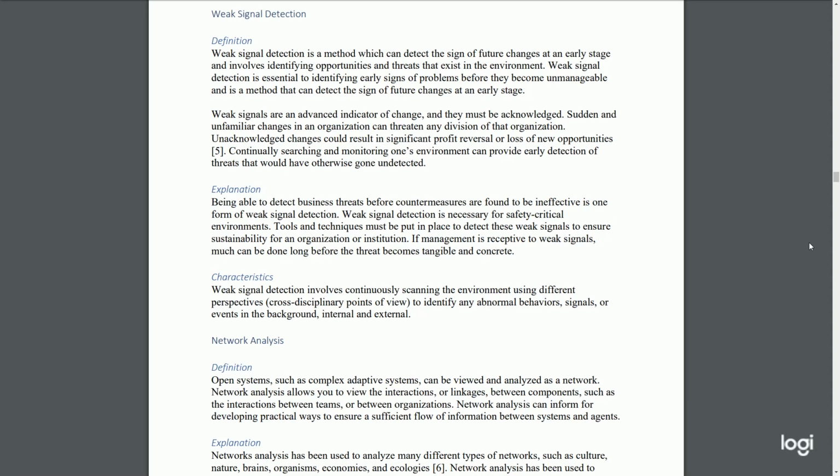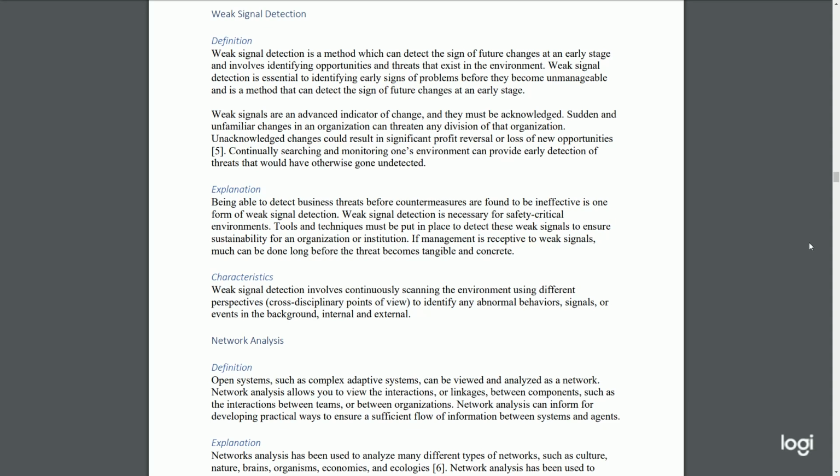Explanation. Being able to detect business threats before countermeasures are found to be ineffective is one form of weak signal detection. Weak signal detection is necessary for safety-critical environments. Tools and techniques must be put into place to detect these weak signals to ensure sustainability for an organization or institution. If management is receptive to weak signals, much can be done before the threat becomes tangible and concrete.